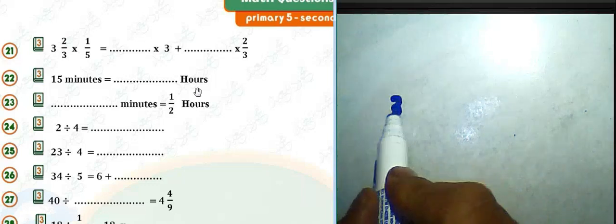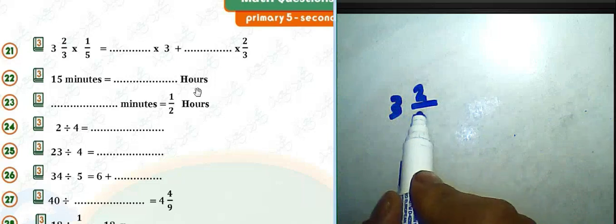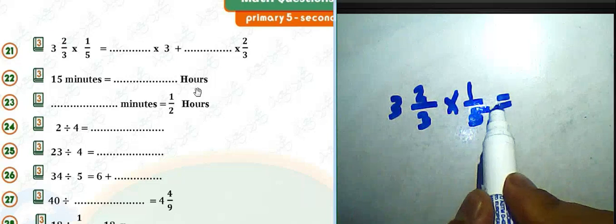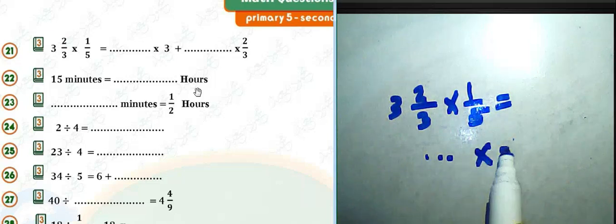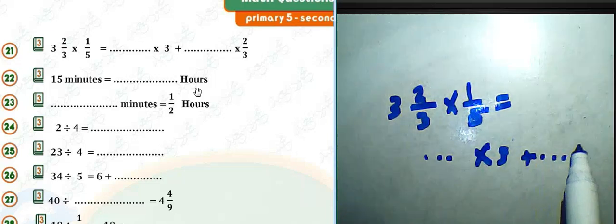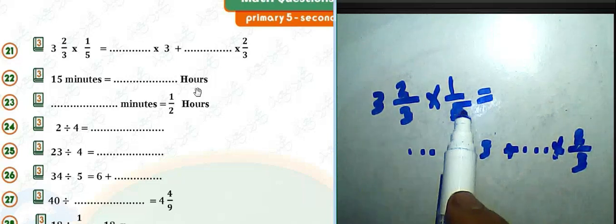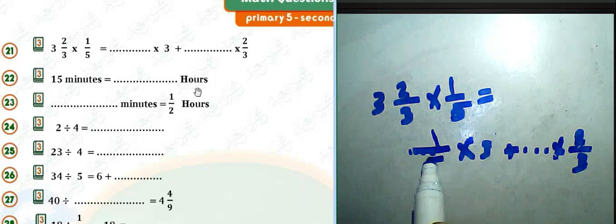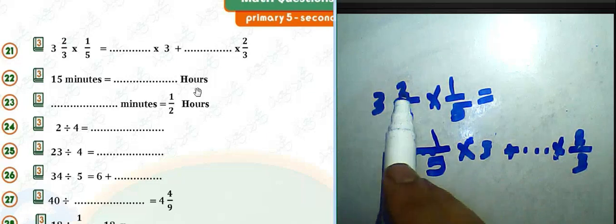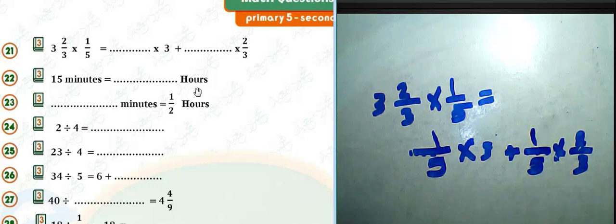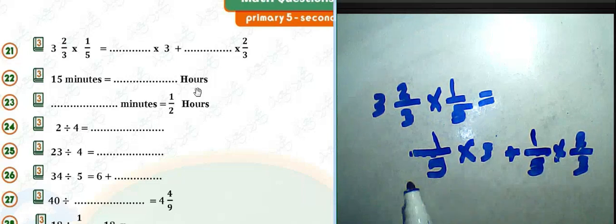Three and 2 over 3, multiply 1 over 5, equal space times 3 plus space times 2 over 3. 3 times by 1 over 5 and 2 over 3 multiply 1 over 5. We can write here 1 over 5 in the first space and second space. Here 1 over 5 and here 1 over 5.